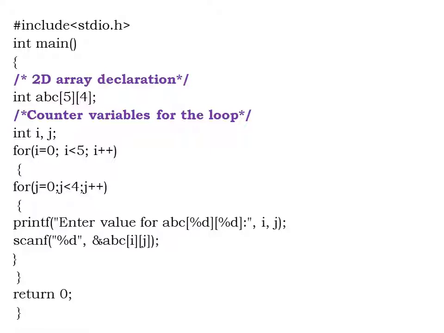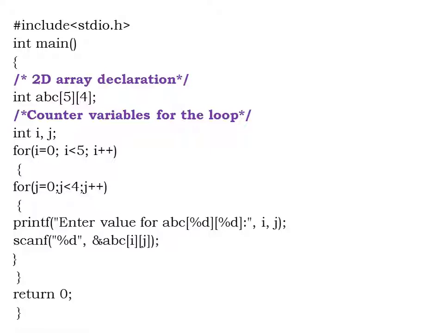As the i value is 0, the j value is also 0. For the 0, 0 column and row, we store the value that the user enters. So the first value is entered at location 0, 0. Still we are inside the inner for loop. So j value becomes 1. The condition is satisfied as 1 is less than 4. We once again enter the for loop.